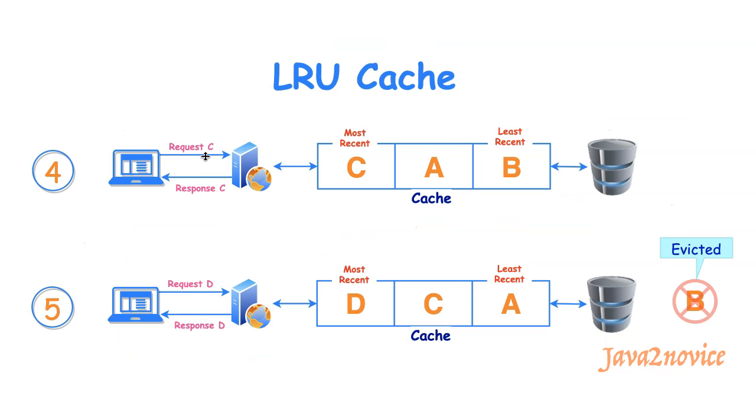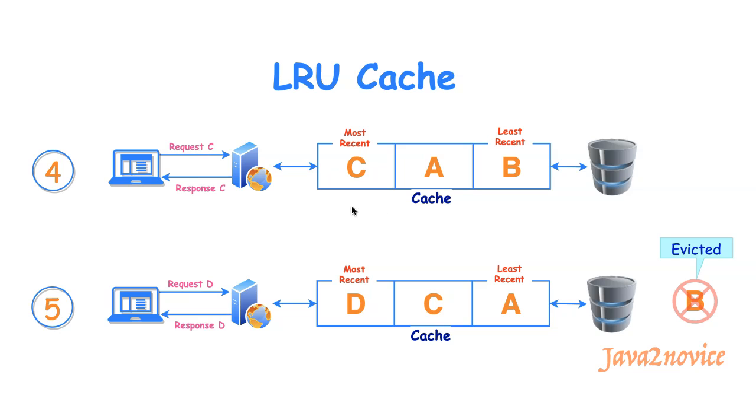Now the client is making another call called request C. Again the data is not present in the cache when we make the request, so it will be fetched from the database and returned back to the client, and the same data will be stored into the cache.